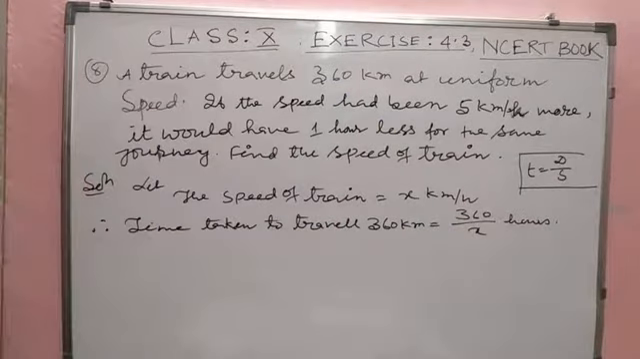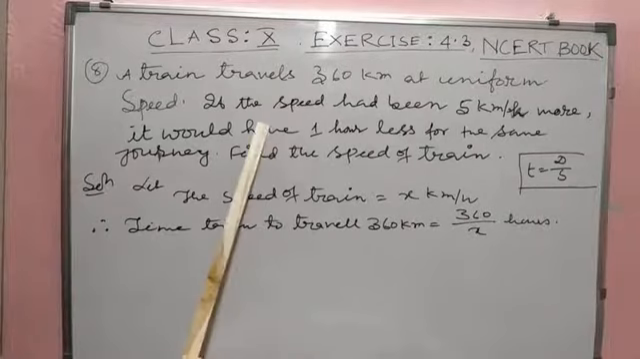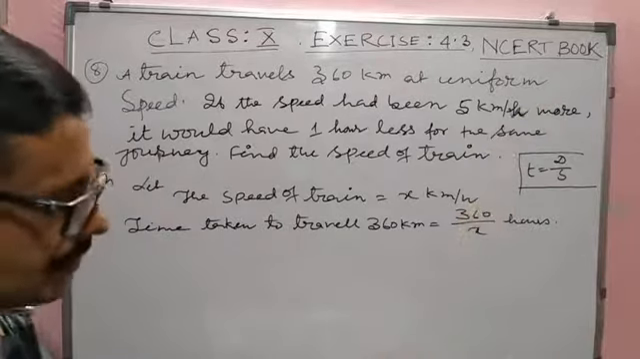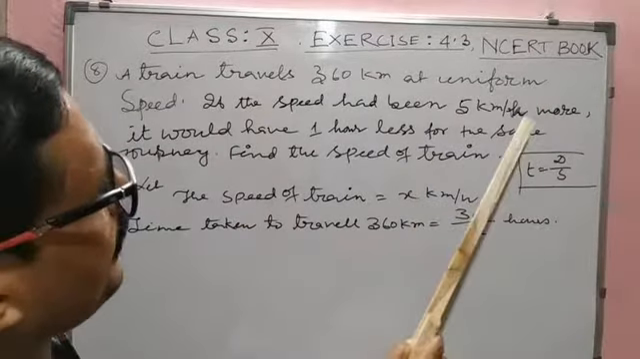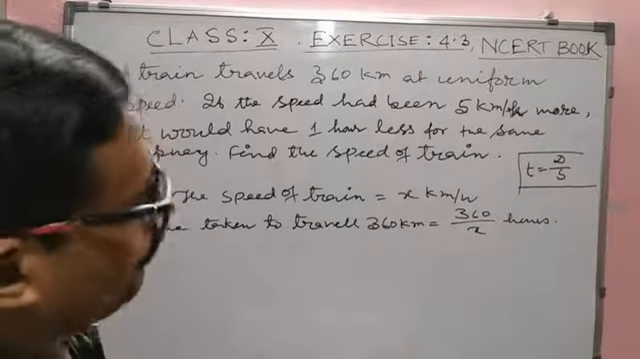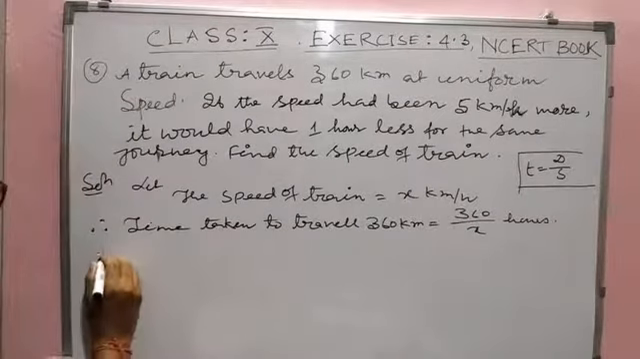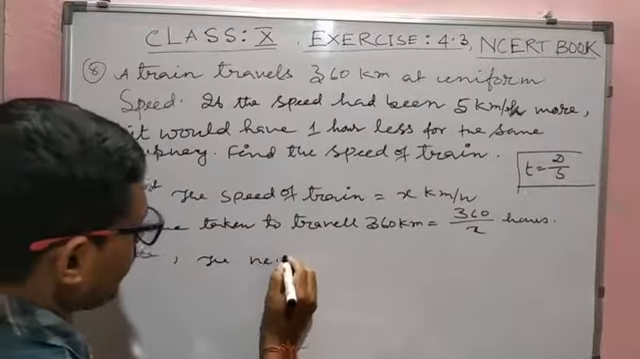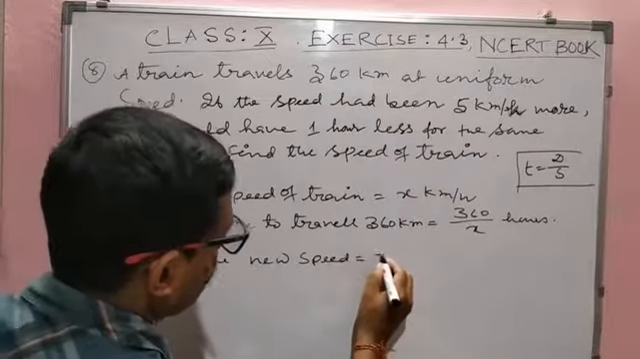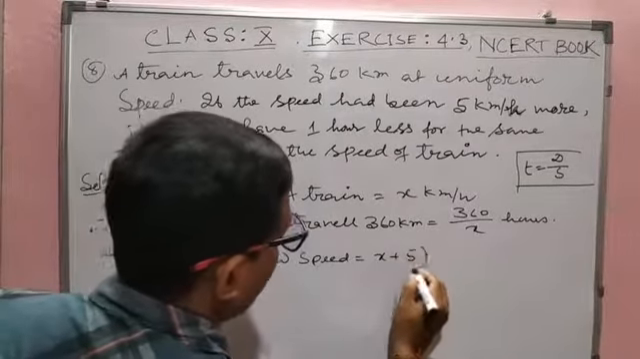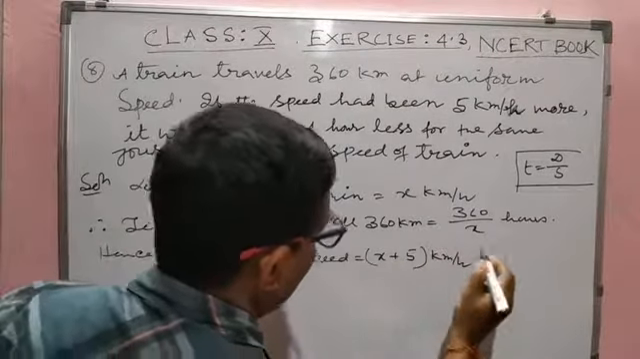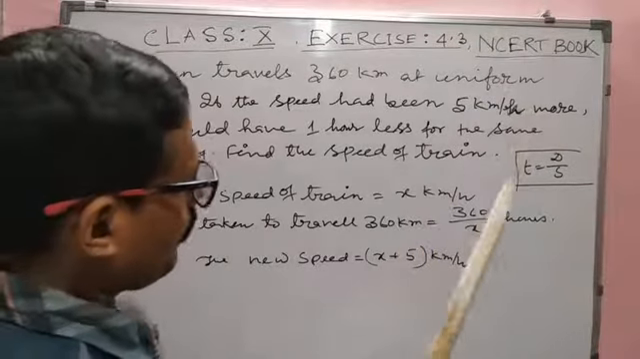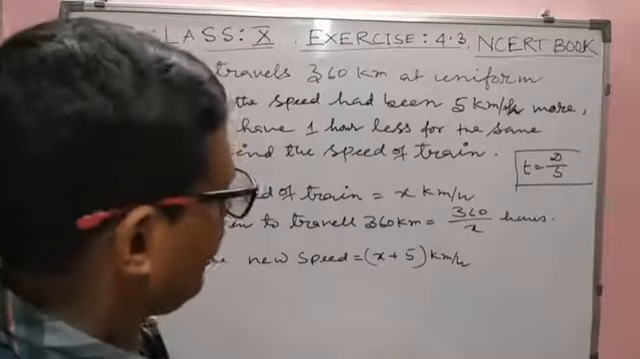360 by x hours. Now according to the question, the given condition: if the speed had been 5 km per hour more, so hence the new speed will be x plus 5 km per hour. Original speed is x km per hour, 5 km per hour more than that is x plus 5 km per hour.